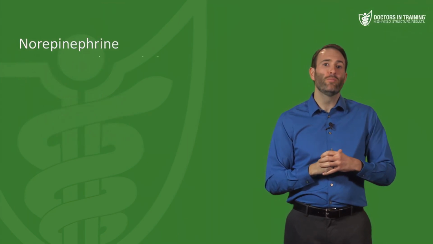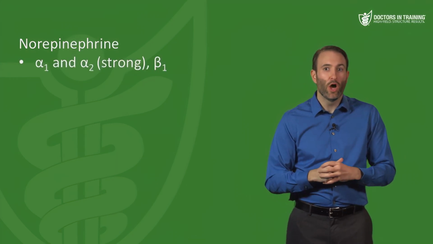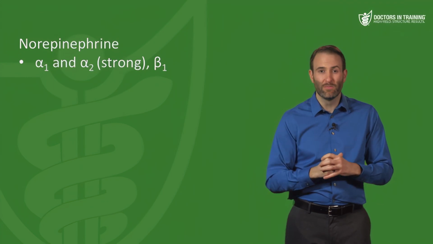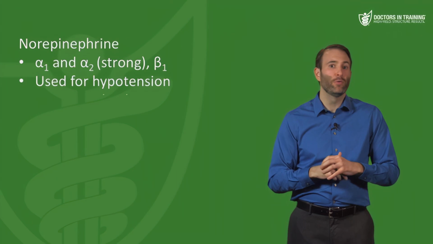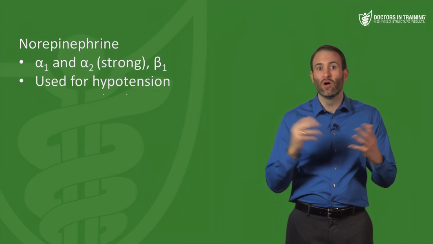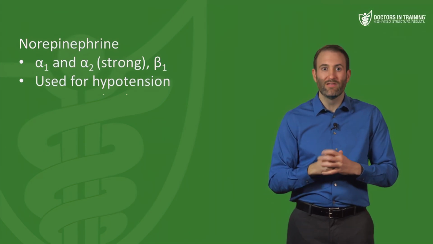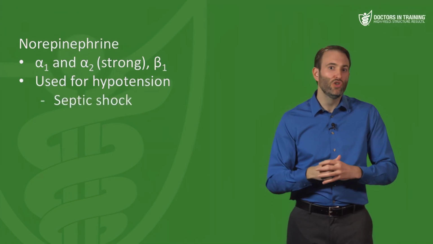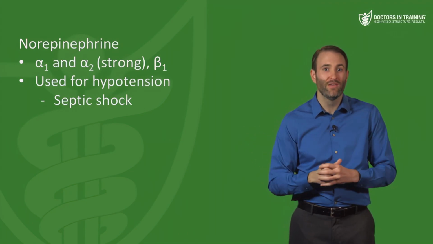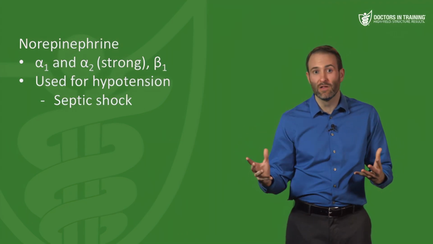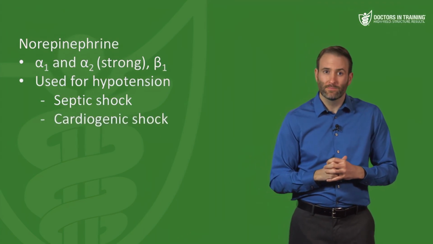Next, we have norepinephrine. So here we see a strong alpha 1 and alpha 2 stimulation, also moderate beta 1 stimulation, and basically no beta 2. Now, norepinephrine can also be used for hypotension because it has such strong alpha 1 stimulation. It's going to decrease renal perfusion due to that vasoconstriction. Norepinephrine is usually first line for septic shock. And why would we want to do that? Well, in septic shock, you have a lot of vasodilation in blood vessels. But it can also be used for cardiogenic shock as well.